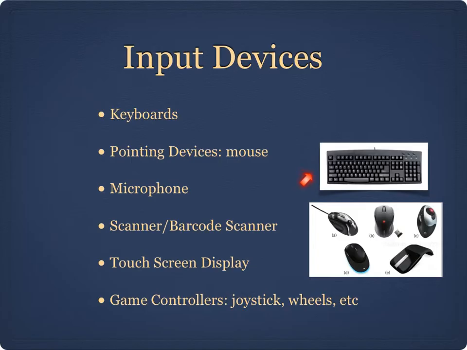We use keyboards to enter in text and numbers. Now this is an example of a standard keyboard, but there are several different types. There are ergonomic keyboards, which fit nicely around your wrist and your fingers so that you don't get carpal tunnel syndrome. There are wireless keyboards, so you can move it around without having any cords attached.